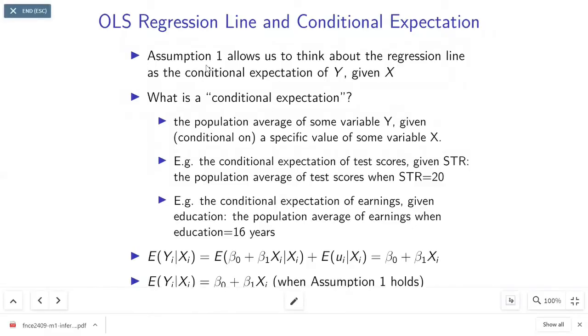Assumption 1 says the conditional expectation of U given X is equal to 0. This assumption allows us to think about the regression line as a conditional expectation of Y given X. Let's see what this means.